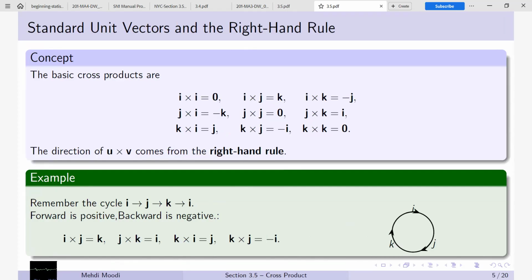Memorize the cycle i to j to k to i. Go clockwise and the answer is positive. Go against the clock and the sign turns negative. It is basically a one-way roundabout for vectors.